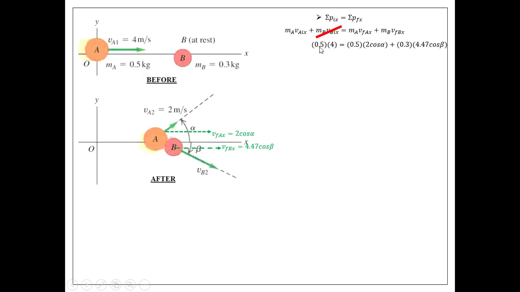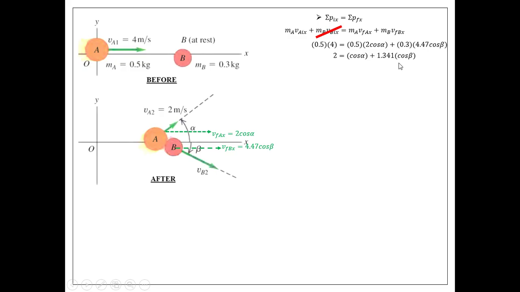MA is given as 0.5, VAIX is 4 in the diagram, MA is 0.5, VFAX is 2 cosine of alpha, and then MB is 0.3, and then VBFX can be broken down into 4.47 times cosine of beta, and that's where these components come in super handy. Okay, now I'm just going to clean it up a little more. 0.5 times 4 is 2. And then here I'm just going to simplify. 0.5 times 2 is just 1. And then 0.3 times 4.47 on your calculator should give you about 1.341.